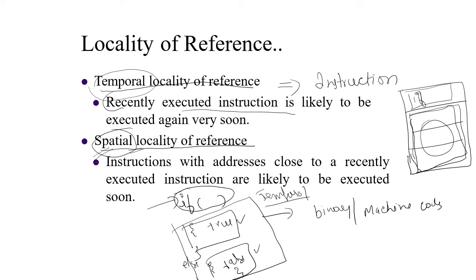The locality of reference tells us that a set of instructions gets repeatedly executed. In that, we have temporal and spatial. Temporal indicates a particular instruction, whereas spatial indicates a set of instructions that follow the temporal. The chances of executing this set of spatial instructions are more when a temporal instruction gets executed.